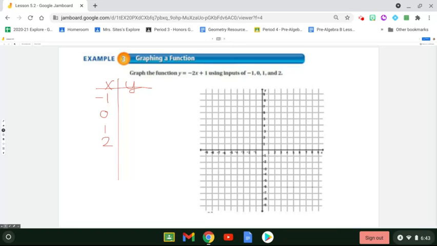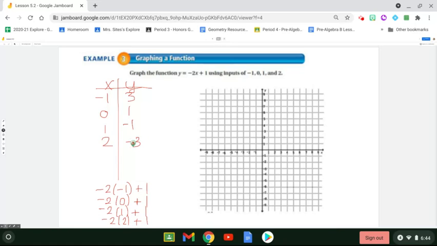All right. I'm going to do -2 times -1 plus 1. Get that answer. So that would be what? 2 plus 1 to give me 3. I'm going to do -2 times 0 plus 1, which is going to give me 1. -2 times 1 plus 1. Let's see, that's going to give me -2 plus 1, which is -1. And then if I do -2 times 2, which is -4, and -4 plus 1, -3.